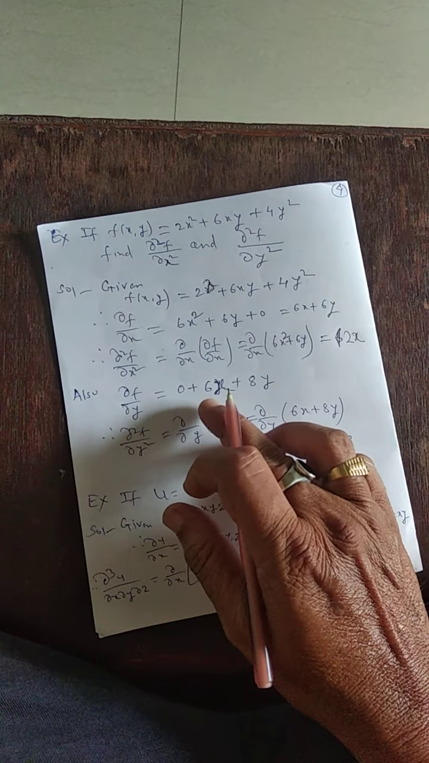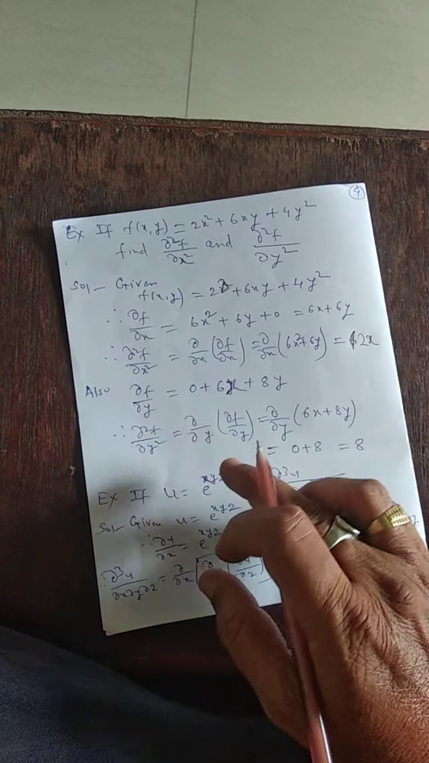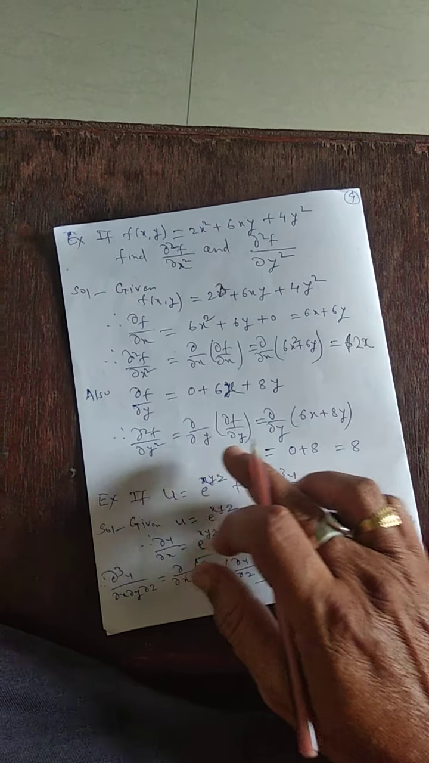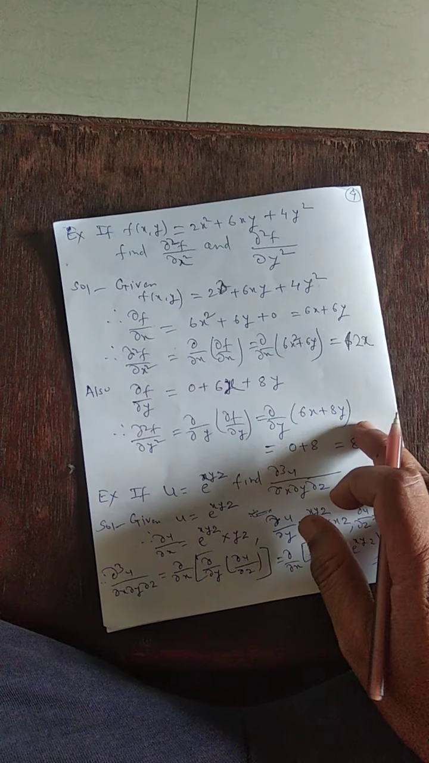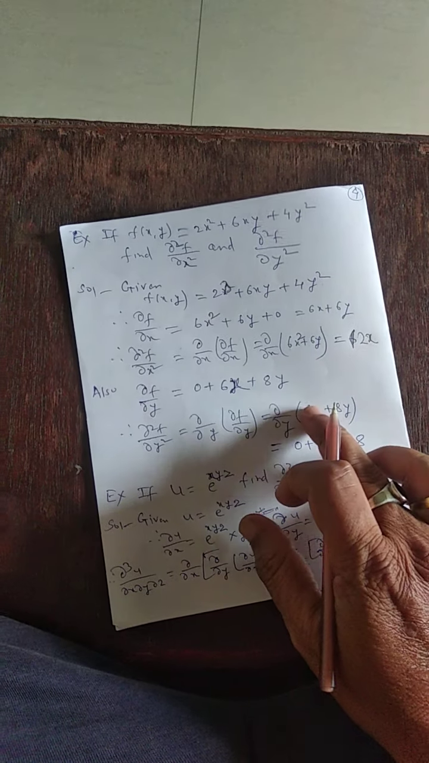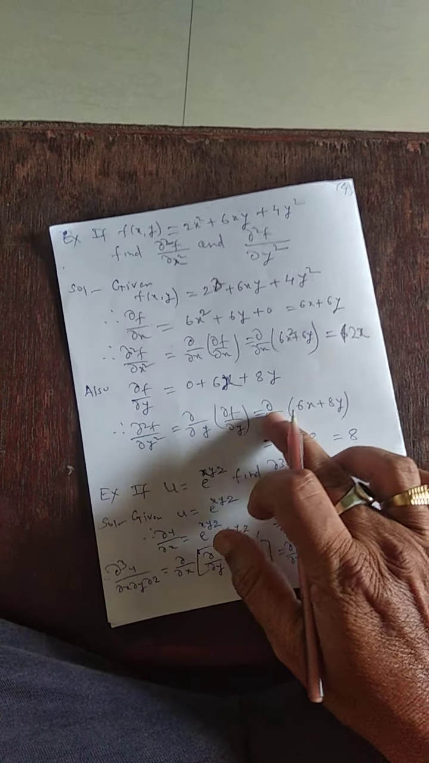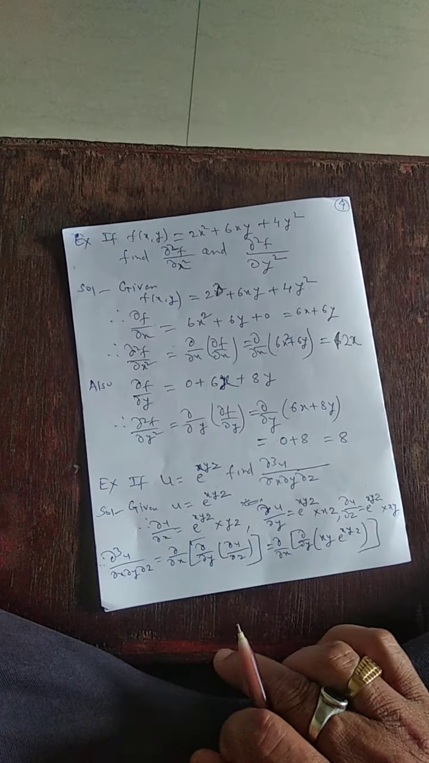∂f/∂y is like this, 0 + 6x + 8y. ∂²f/∂y², ∂/∂y of ∂f/∂y, ∂/∂y of 6x + 8y, so it is derivative of 6x is 0, derivative of 8y is 8, so the answer is 8.